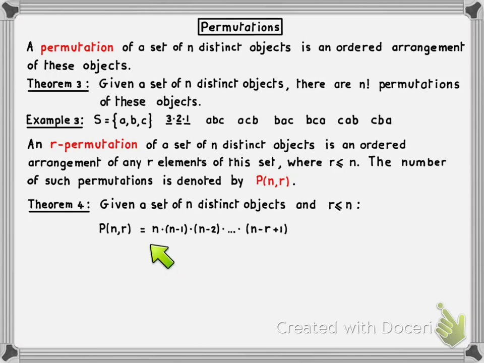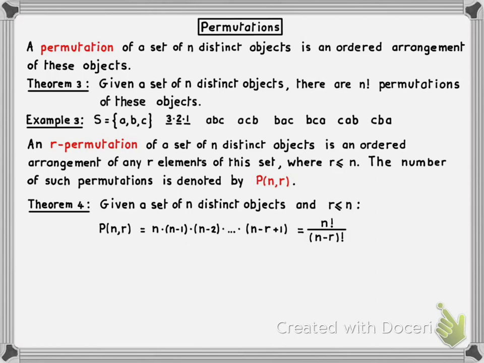Notice this looks like the factorial function applied to n. This is almost n factorial. So we can start writing it this way, except we're missing the terms that go from n minus r down to 1. And this product, of course, is equal to (n minus r) factorial. So to eliminate these terms from the product, we need to divide n factorial by (n minus r) factorial. And theorem 4 then gives us the number of permutations, P(n,r), of r elements chosen among a set of n elements.